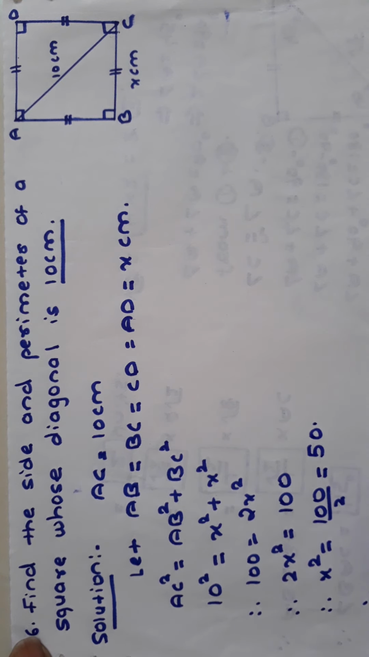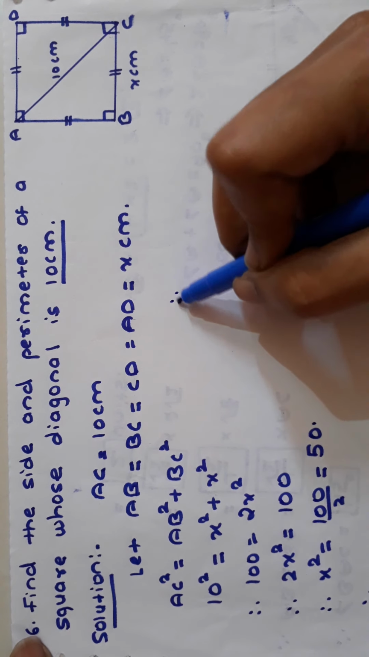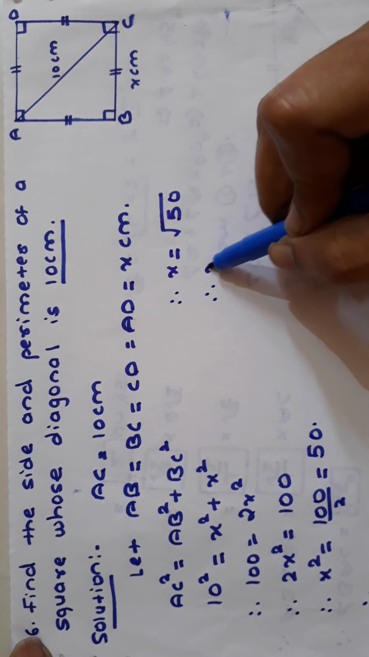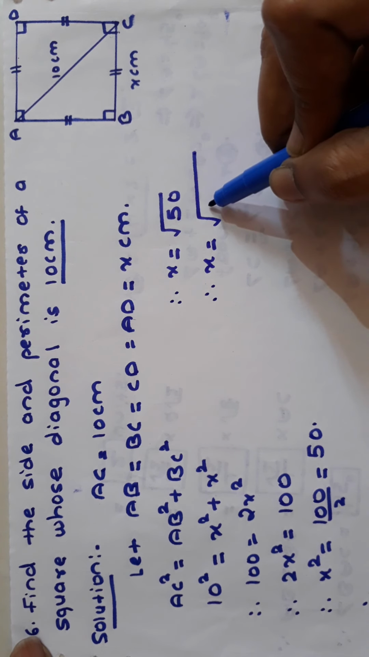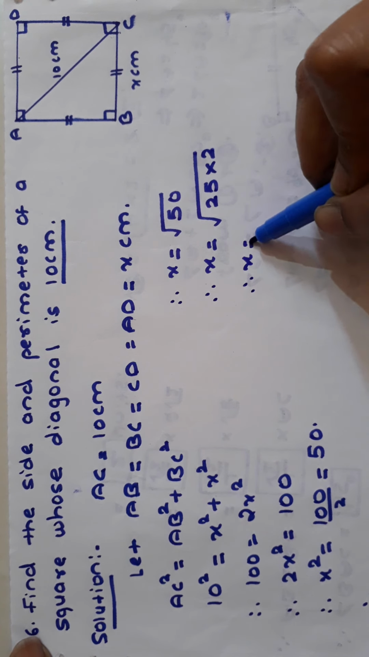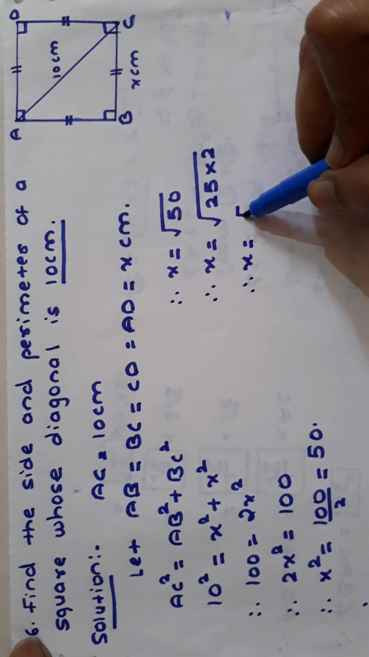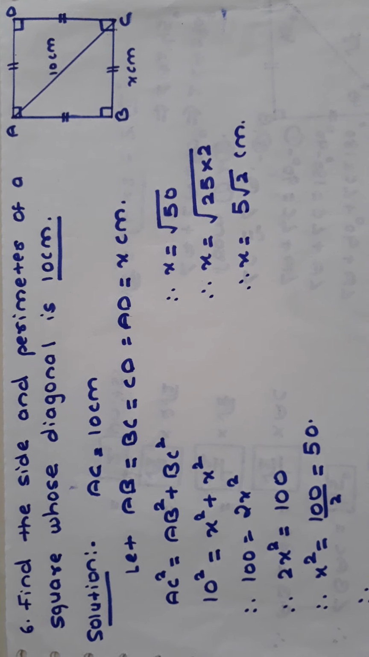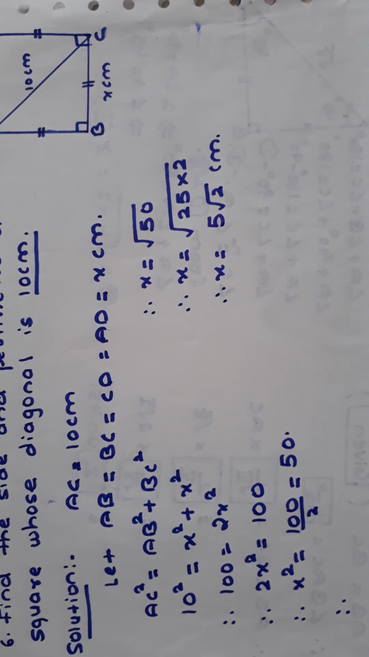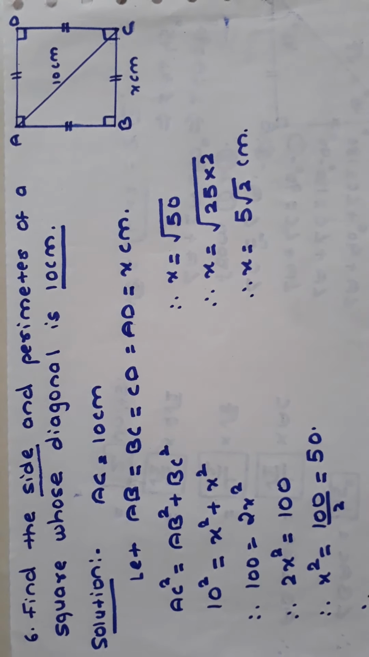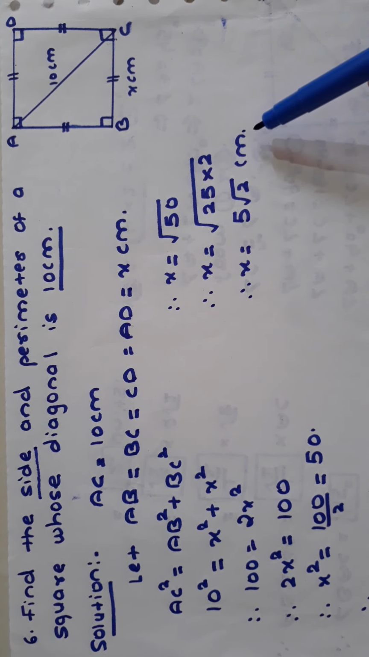So that means x is equal to root of 50, and therefore root of 50 is same as root of 25 into 2, but root of 25 is 5, so it is 5 root 2. So the length of the side of the square is 5 root 2.